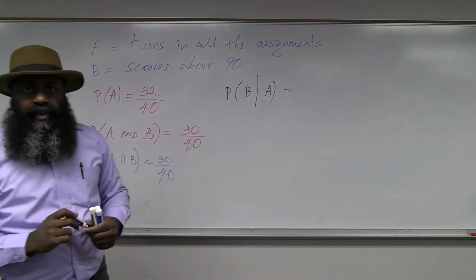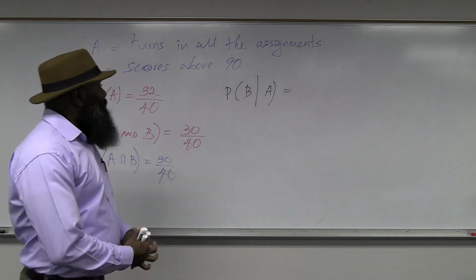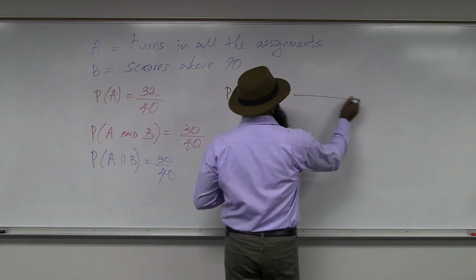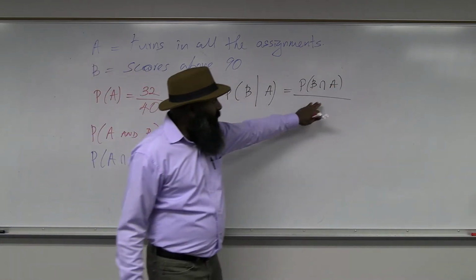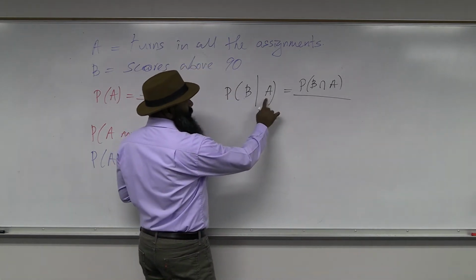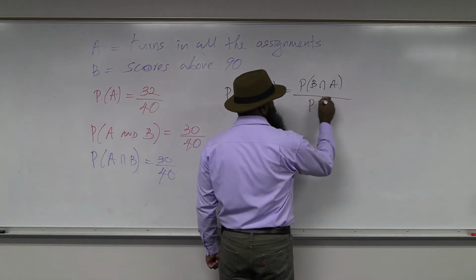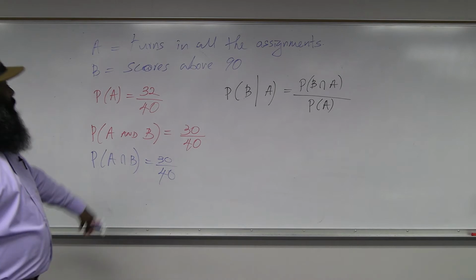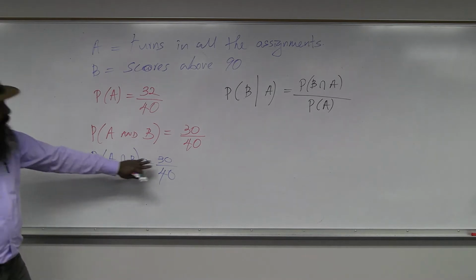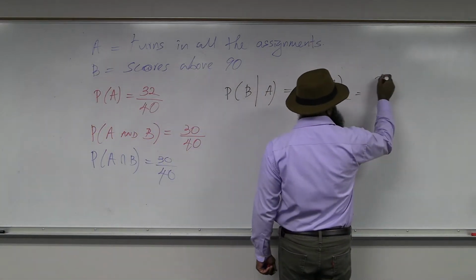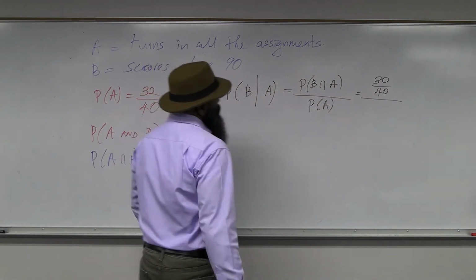Read the questions carefully, identify the events, and write down the probabilities accordingly. So for B given A, the numerator should be probability of B intersection A, just the intersection between the two. In the bottom, what should I write? The letter on the right-hand side here should go to the bottom. So P(A), that's what I write. And of course, I have these values. B intersection A is also equal to A intersection B. That probability is equal to 30 over 40, all divided by P(A), which is 32 over 40.